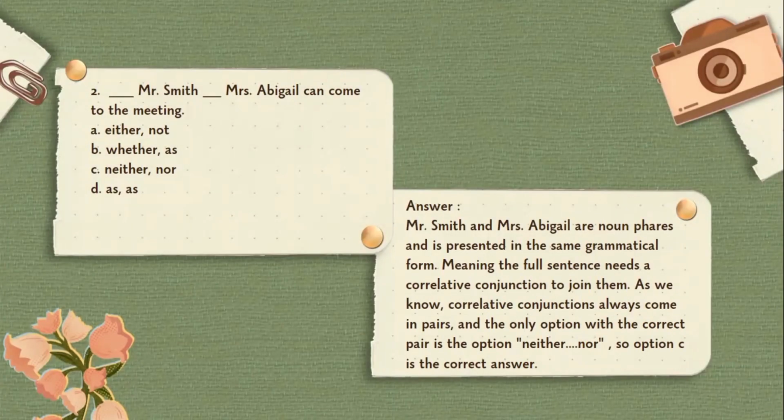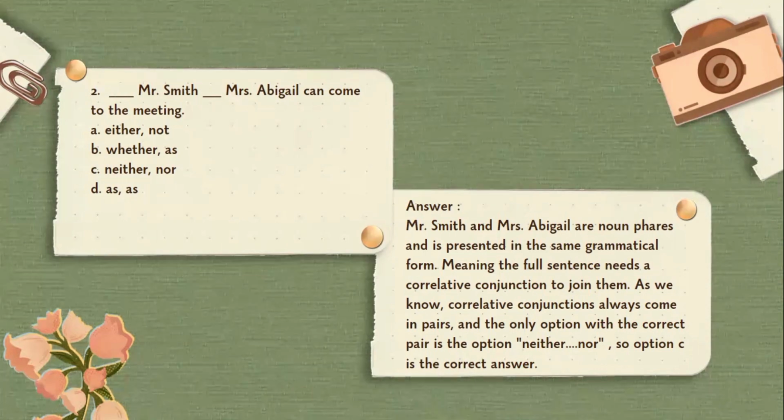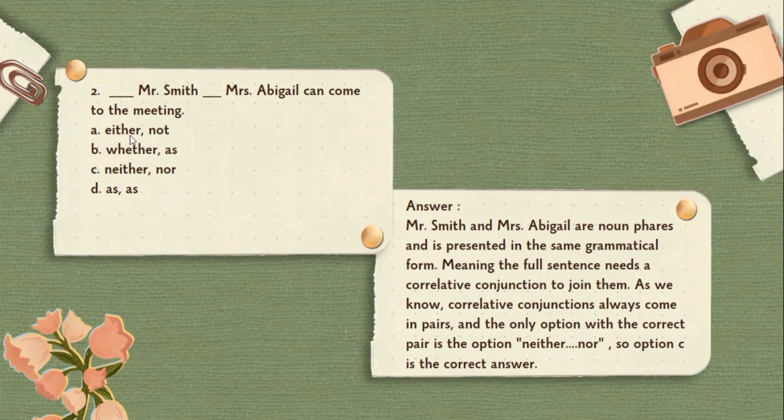Okay, number 2, blank Mr. Smith, blank Mrs. Abigail can come to the meeting. A is either, not; B is whether, as; C is neither, nor; and D is as. And the answer is, Mr. Smith and Mrs. Abigail are noun phrases presented in the same grammatical form, meaning the full sentence needs a correlative conjunction to join them. As we know, correlative conjunctions always come in pairs, and the only option with the correct pair is neither and nor. So option C is the correct answer.